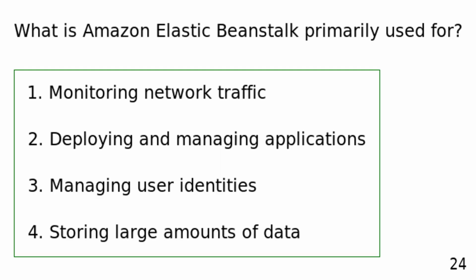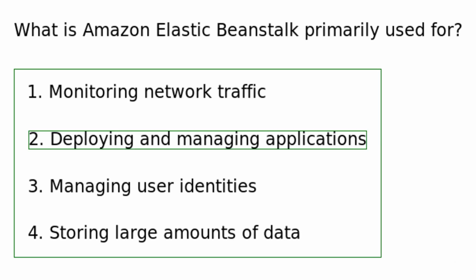What is Amazon Elastic Beanstalk primarily used for? Monitoring network traffic. Deploying and managing applications. Managing user identities. Storing large amounts of data. Amazon Elastic Beanstalk is a platform as a service that allows for easy deployment and management of applications.